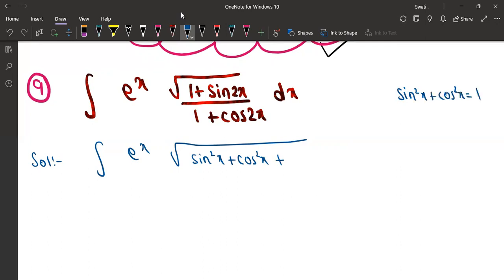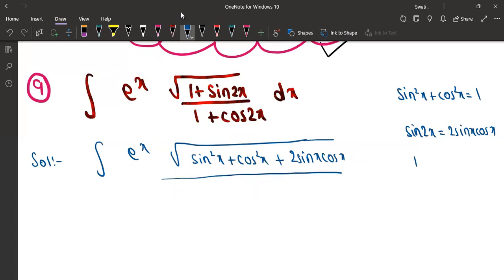Now there is one more thing, that is sin 2x. For sin 2x also we have a formula, and that is 2 sin x cos x. So using this formula, this will become 2 sin x cos x, right? And upon 1 plus cos 2x, there is a formula for this as well. We know that 1 plus cos 2 theta is 2 cos square theta. Using this formula, it will become 2 cos square, and in place of theta we have x, so 2 cos square x dx.